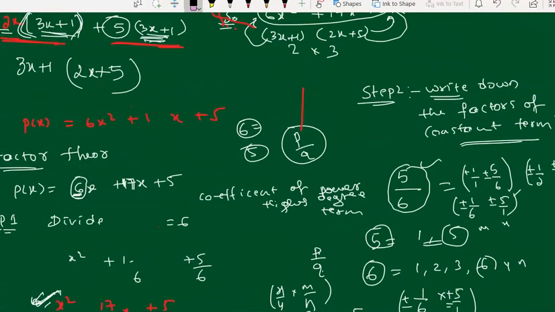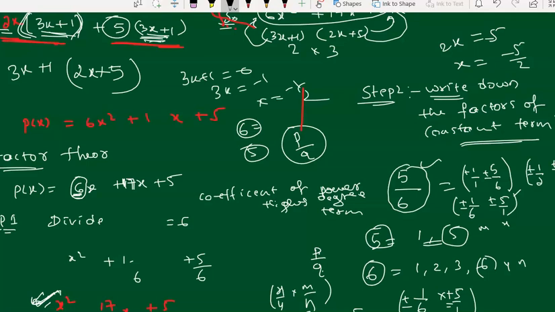So here we have got 2x plus 5, right, and 3x plus 1 here. So 2x plus 5 equal to 0 means x is equal to minus 5 by 2, guys. Minus 5 by 2. And 3x plus 1 is equal to 0 means 3x is equal to minus 1, x is equal to minus 1 by 3. So minus 1 by 3 and minus 5 by 2.